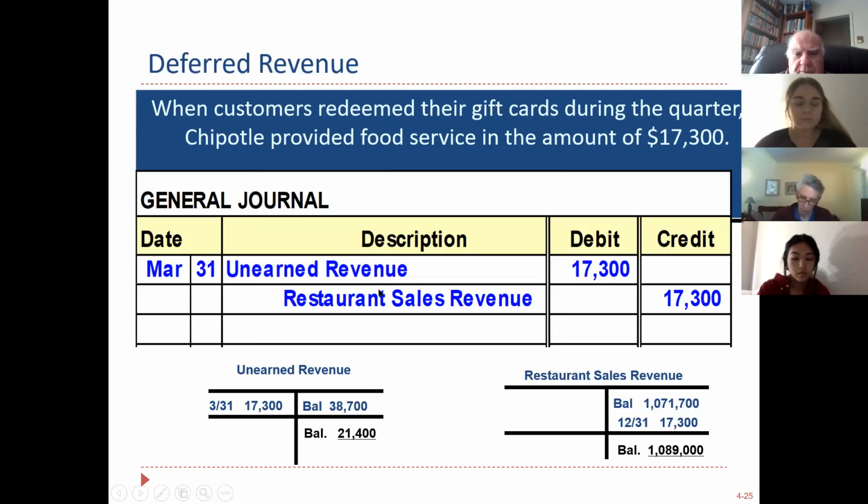Look at your journal entry. Debit the liability. Unearned revenue is a liability. Credit the revenue. Anybody have any questions thus far? Anything you think I'm skipping at this point? Good to go?